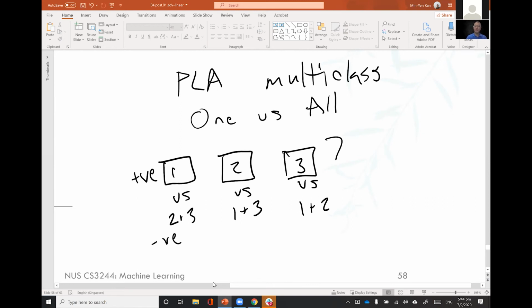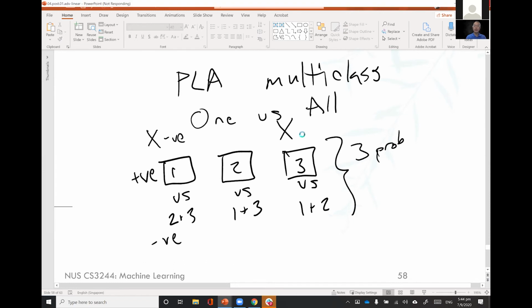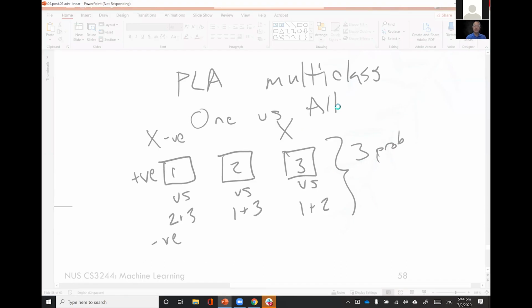So I've got 3 separate problems, and I can run PLA on all 3 of these, and then find a way to break ties. In many cases, in the 1 versus 2, 3 case and the 3 versus 1, 2 case, both of these will say that this particular instance X is a negative example.